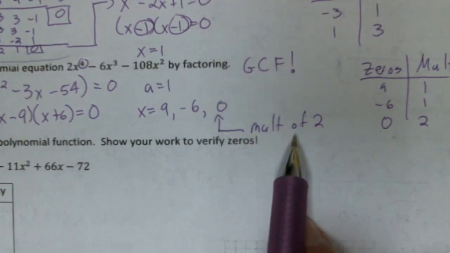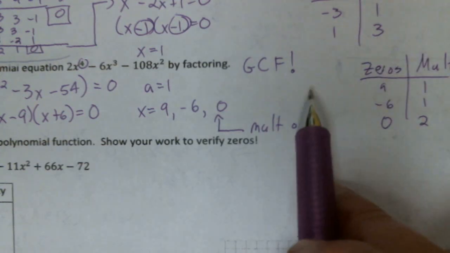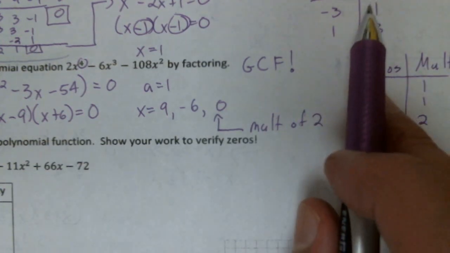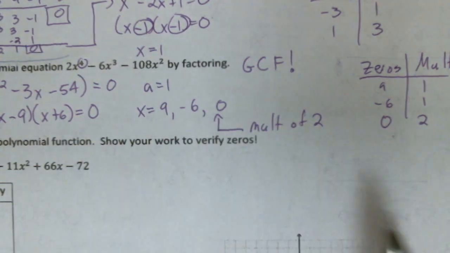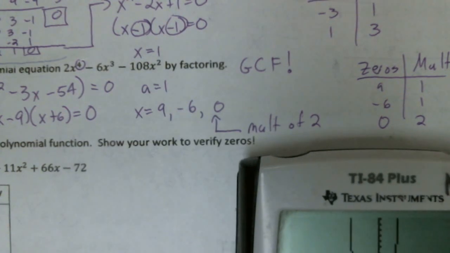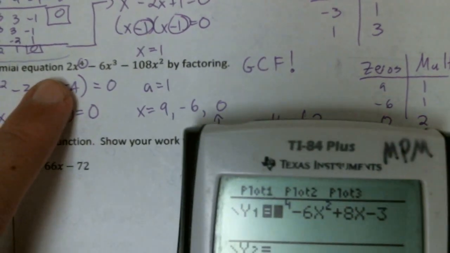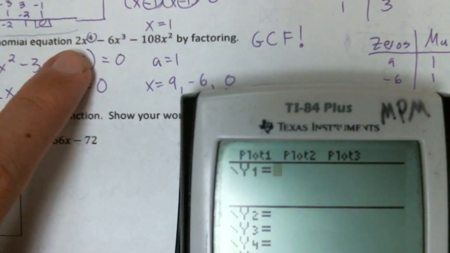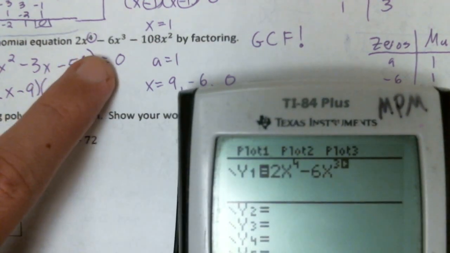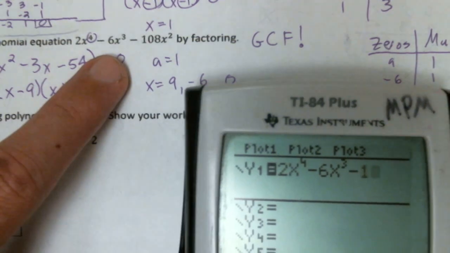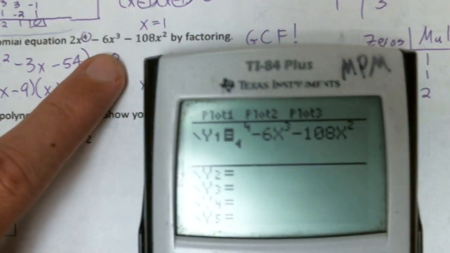Well, if you don't believe me, what I want you to do is click on that X in the top right-hand corner of your screen. Click on the X and exit out of this video. Just kidding. If you don't believe me, graph it. Let's graph it. 2x raised to the 4th minus 6x raised to the 3rd minus 108x squared.